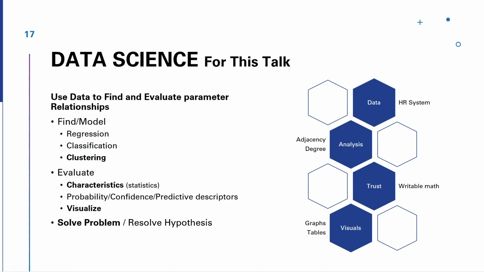Data coming from our HRIS, right? And the analysis, we'll go over these words a little bit more, is adjacency and degree were 2 main things. So understanding the properties connecting items in my graph and counting those up.